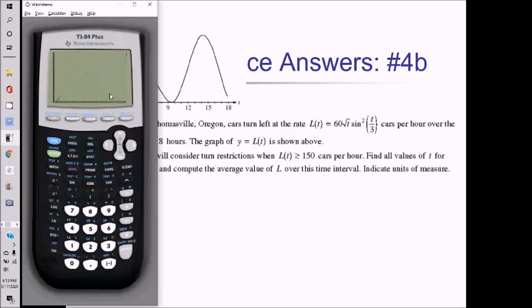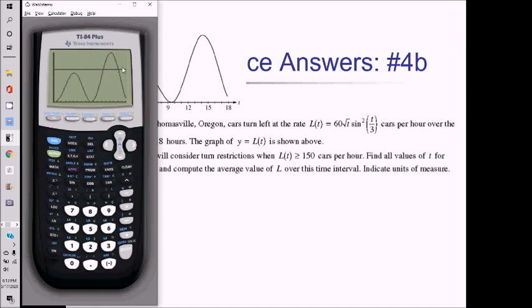All right, so this first thing that's being graphed, this is L of t, and it looks just like the graph that they gave us here, so this is a good sign. And there's y equals 150. So we see that there's only two places on this graph where we're intersecting. So this region in between those 2 points, this is going to be all the time values where L of t is greater than or equal to 150.